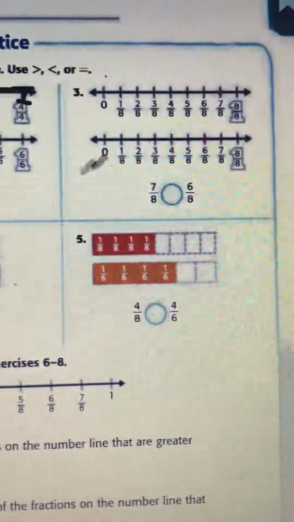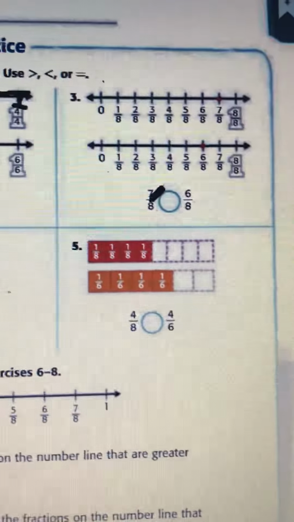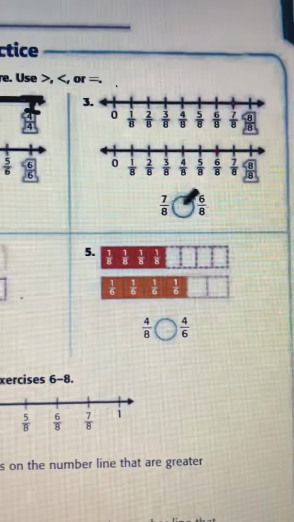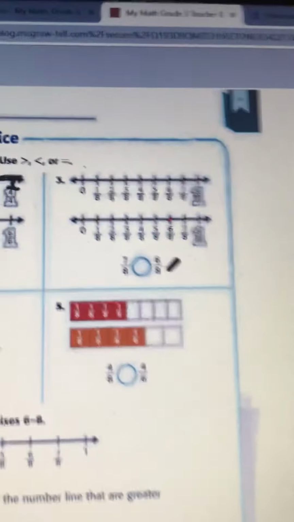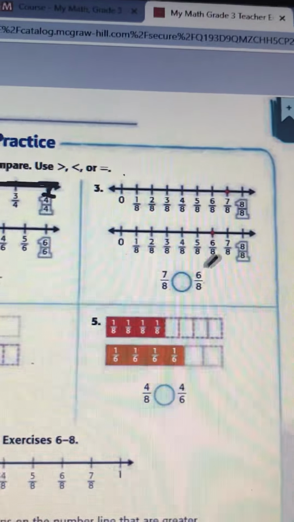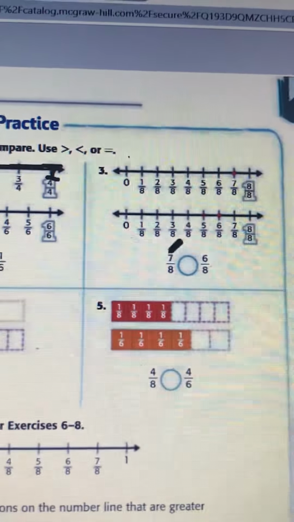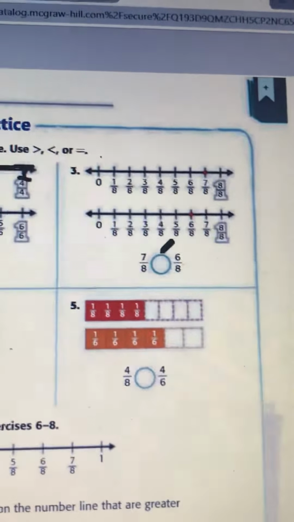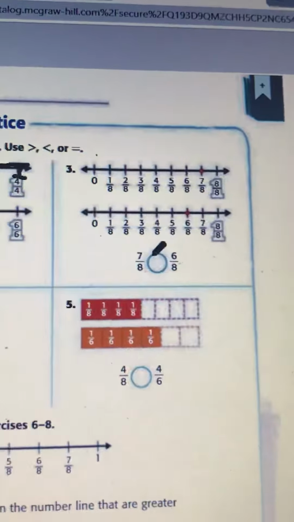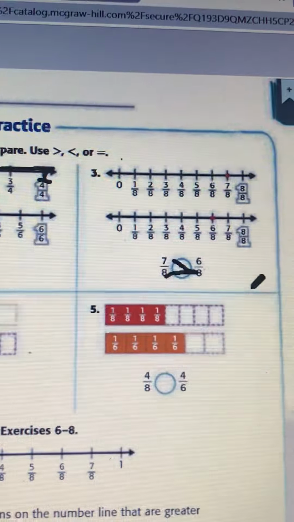Number 3. The givens are 7/8 and 6/8. The denominators are the same. So, even without looking at the number line, we can just compare their numerators because the denominators are the same. So, is 7 bigger than 6? Yes. So, that means, again, the mouth of the crocodile will open toward 7/8. Good job.